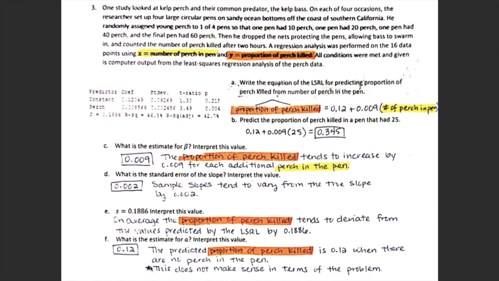So just add a little note to that. That's fine. Interpret it and then just put a little note. That doesn't make sense, okay, which is totally fine. We're extrapolating, right? We're probably going outside of the data. He only had 10, 20, 40, 60. We shouldn't go outside of those x values.